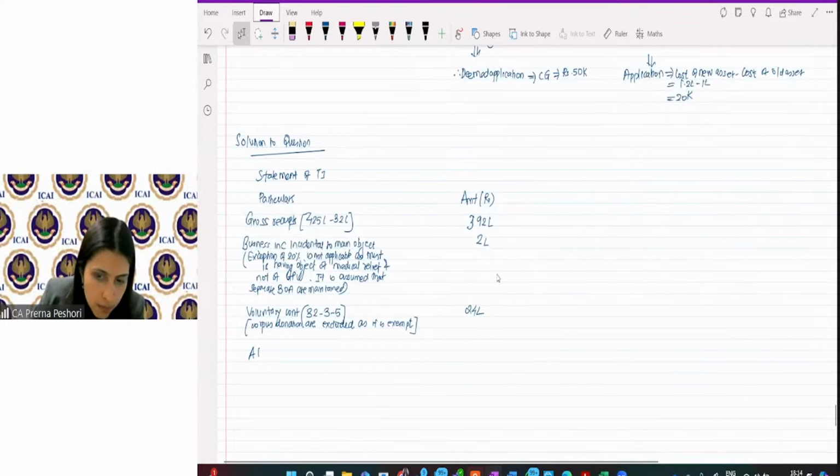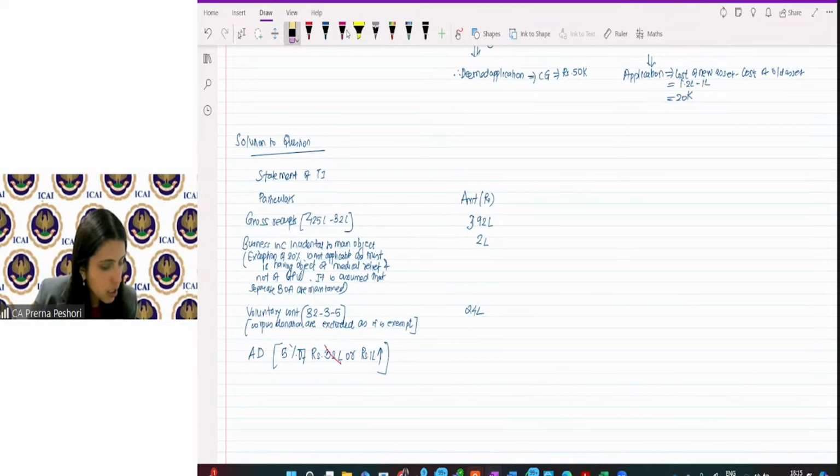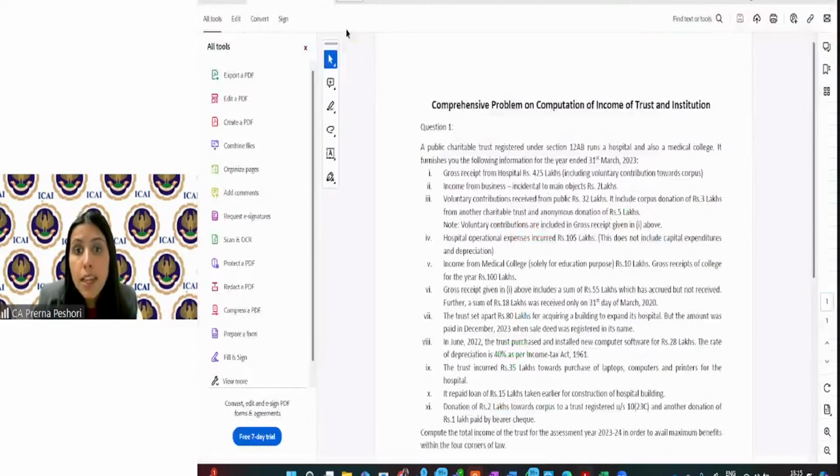Anonymous donation: 5% of rupees 32 lakh or rupees 1 lakh, whichever is higher. So here, remember this should be 32 lakh and not 29 lakh. So do not make a mistake of reducing the corpus donation from this 32 lakh. You have to consider the total donations for the purposes of calculating the anonymous donation.